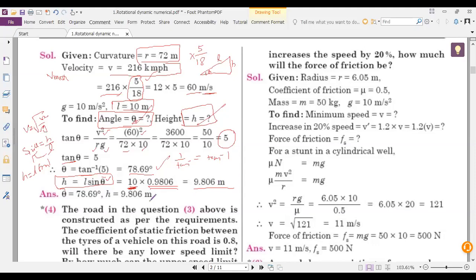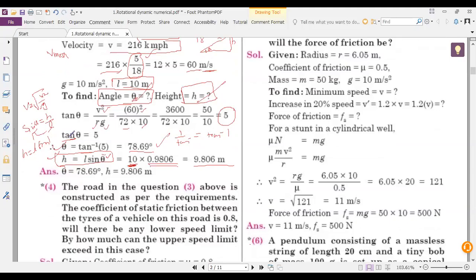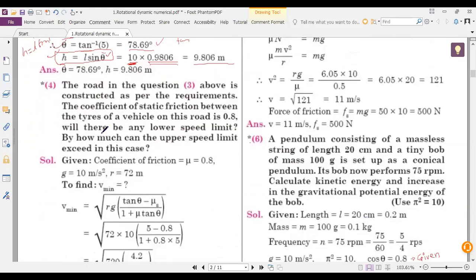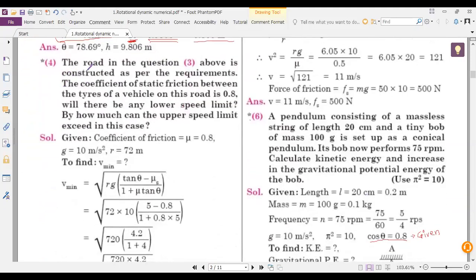9.806 meter. ये हाइट हो गया. This is theta. Is this question clear, students? Yes, sir. How we are applying the formula and how we are calculating. Fourth question. Yes, sir. The road, now see carefully.